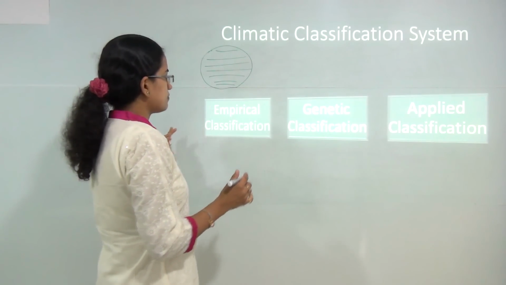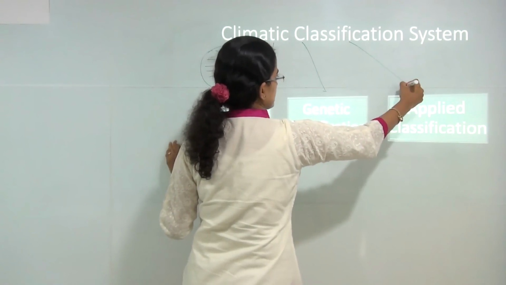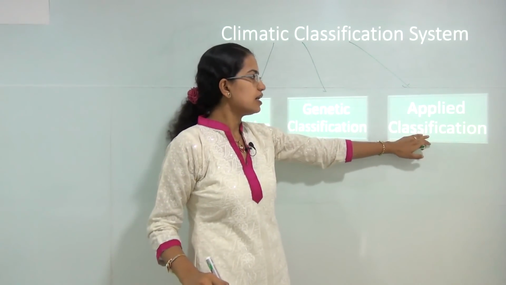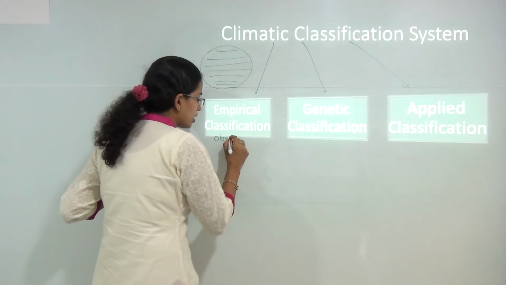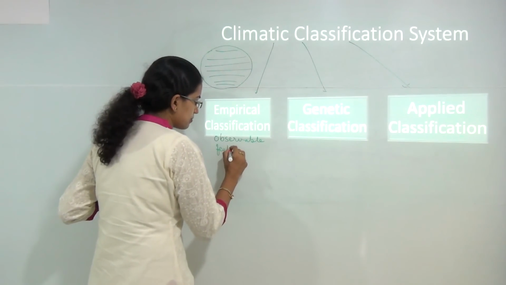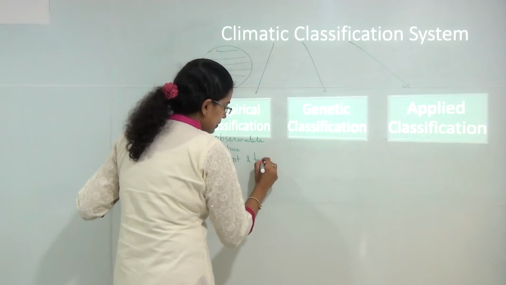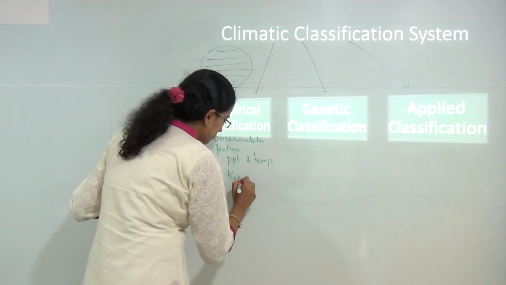Now, we can classify climate based on three categories. That is the empirical classification, genetic classification and applied classification. Under empirical classification, we talk about observable features. These observable features can be in form of temperature and precipitation mainly. And the best example of empirical classification was propounded by Köppen.